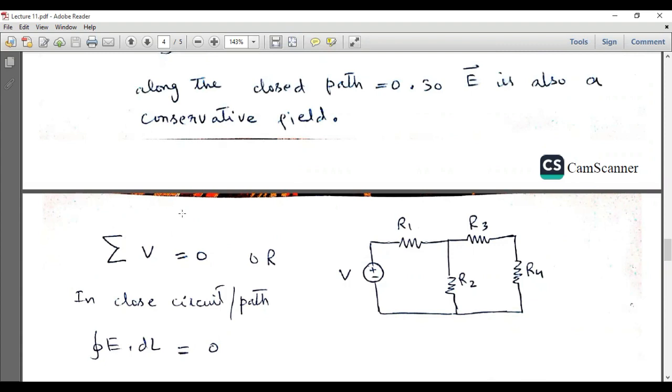So that is all about our today's lecture on potential. I hope you have understood the concepts discussed in this lecture.